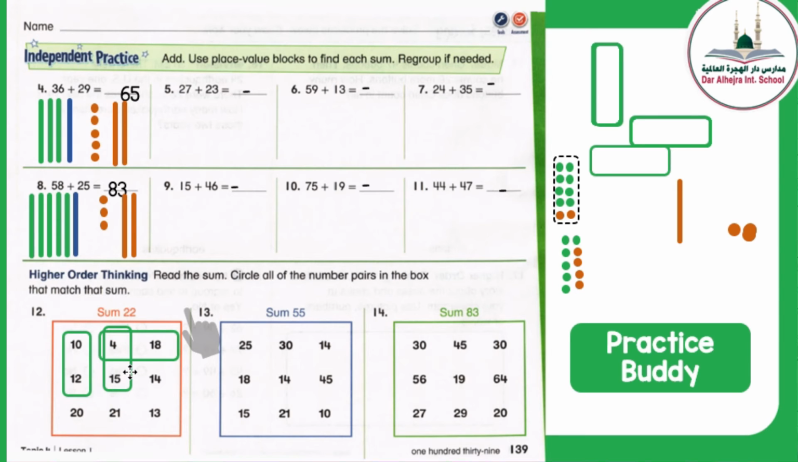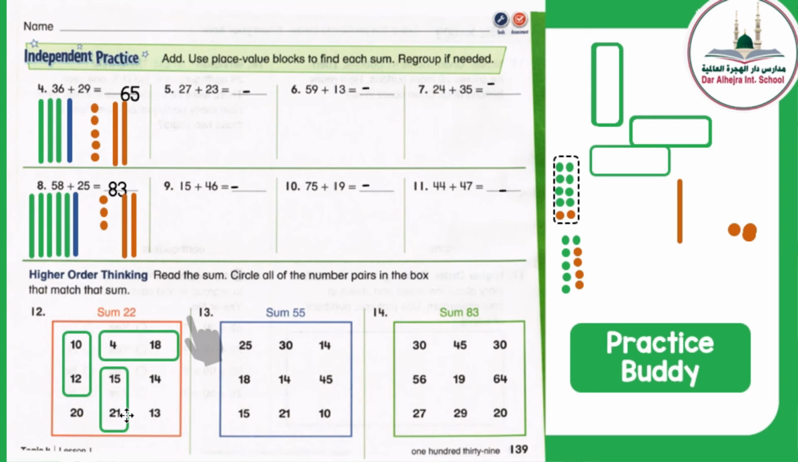Let's check these two. 15 and 4. 16, 17, 18, 19. Sum is not 22. Let's check these two. 18 and 14. 8, 9, 10, 11, 12. That means 2 here and 1 here. We can add the ones and tens separately, or you can use the models to find it out. So here we know it's 32. So that means the sum is not 22.